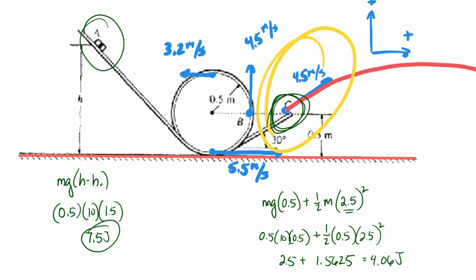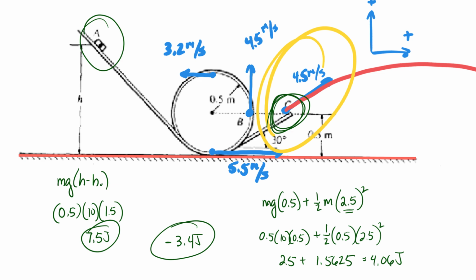So, friction must have done work on the car. How much? Subtract these two. Minus 7.5, and I get that friction must have done 3.4 joules of work. And it has to be negative. It took that energy out of the system. Bye-bye, energy. Now, any questions about that?